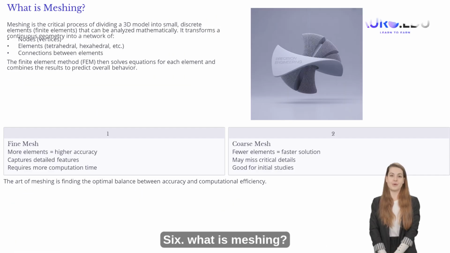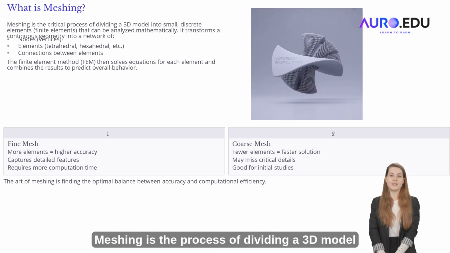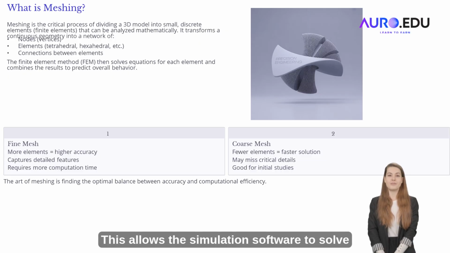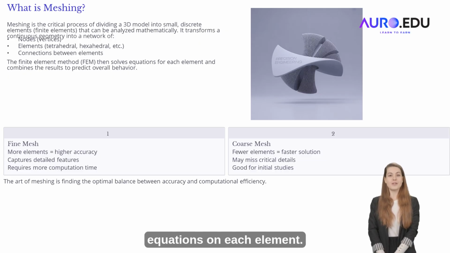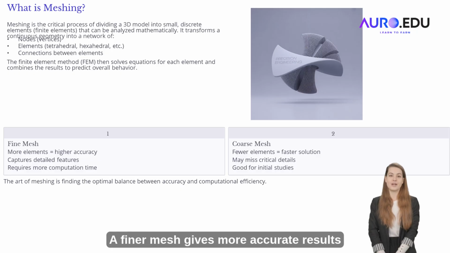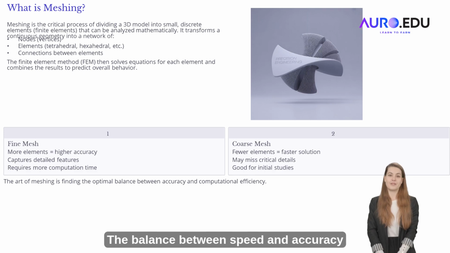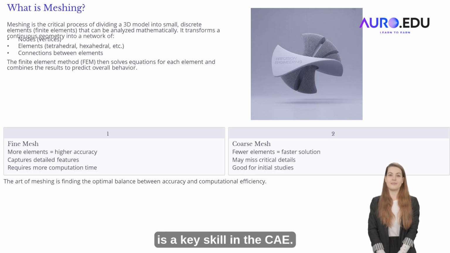6. What is meshing? Meshing is the process of dividing a 3D model into small elements or cells. This allows the simulation software to solve equations on each element. A finer mesh gives more accurate results, but takes more computation time. A coarser mesh runs faster, but may miss critical details. The balance between speed and accuracy is a key skill in CAE.